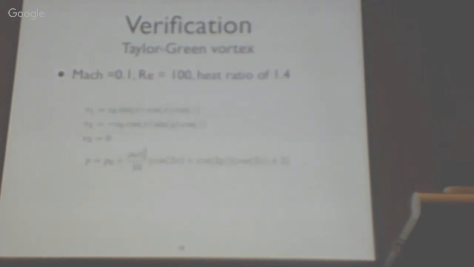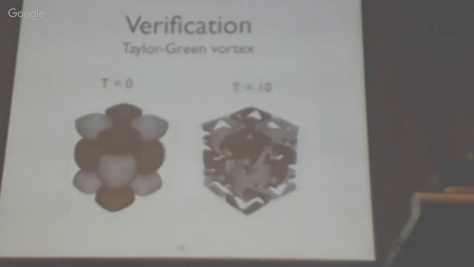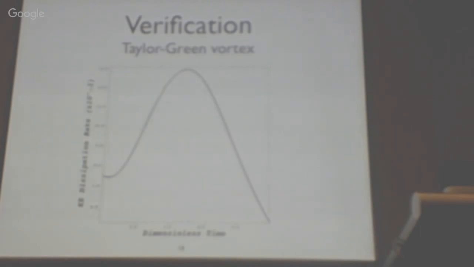This is a Taylor-Green vortex problem for verification, Mach 0.1, Reynolds number 100, and a specific heat ratio of 1.1. Velocity and pressures are sinusoidal, and these are the vorticity contours at t equals 0 and t equals 10. As time passes, we get smaller and smaller scales, higher gradients, and this is the kinetic energy dissipation rate versus dimensionless time. This is very close to the results of other published data.